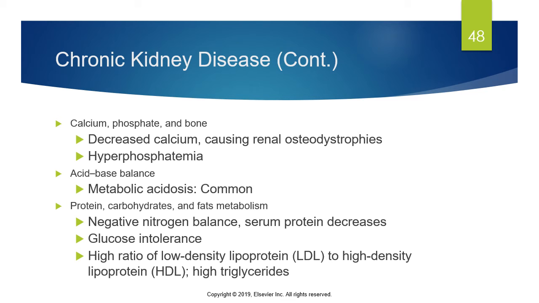We see decreased calcium, and that can lead to renal osteodystrophies, hyperphosphatemia, and acid-base imbalance, with metabolic acidosis being common, and disturbances in protein, carbohydrate, and fat metabolism. So you get a negative nitrogen balance, the serum protein decreases, and glucose intolerance develops. And then there's a high ratio of low-density lipoproteins and high triglycerides.